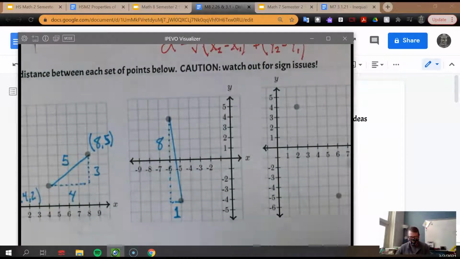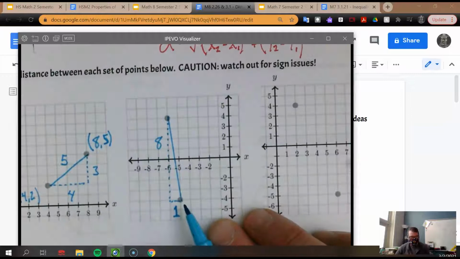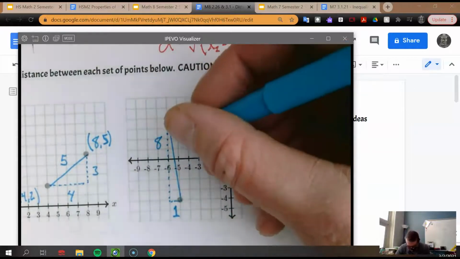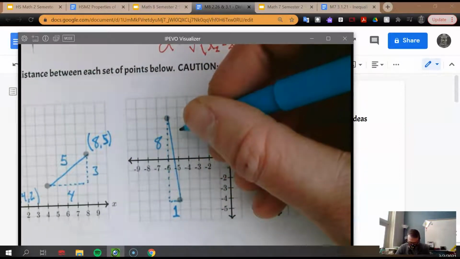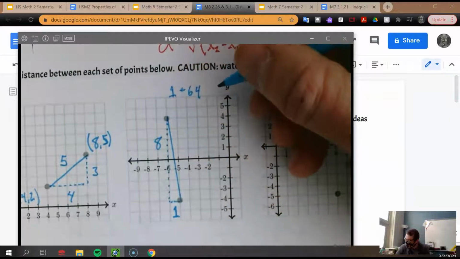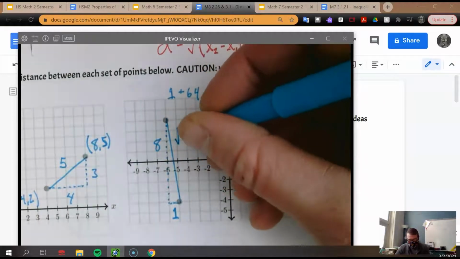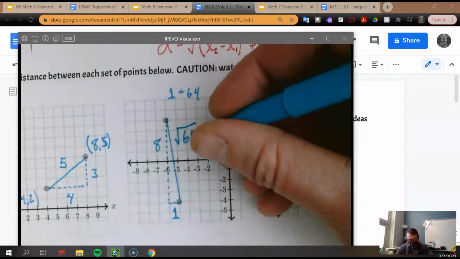So, Kelly, what'd you get for our value of this diagonal? Okay. 65 squared? The square root of 65.